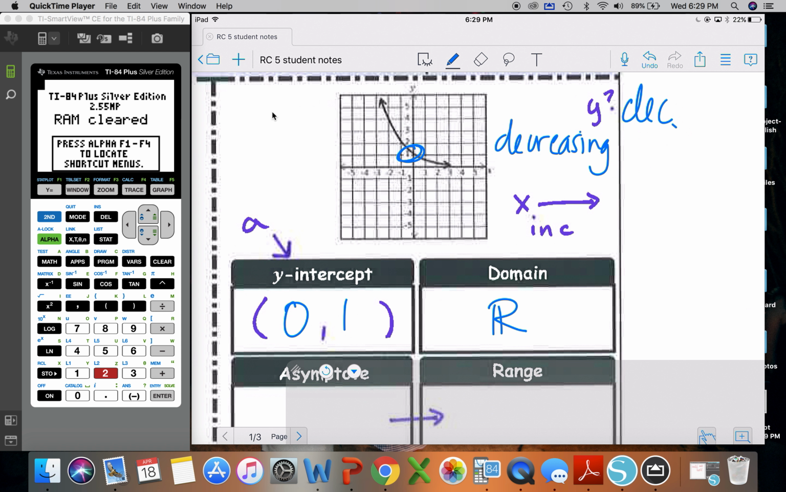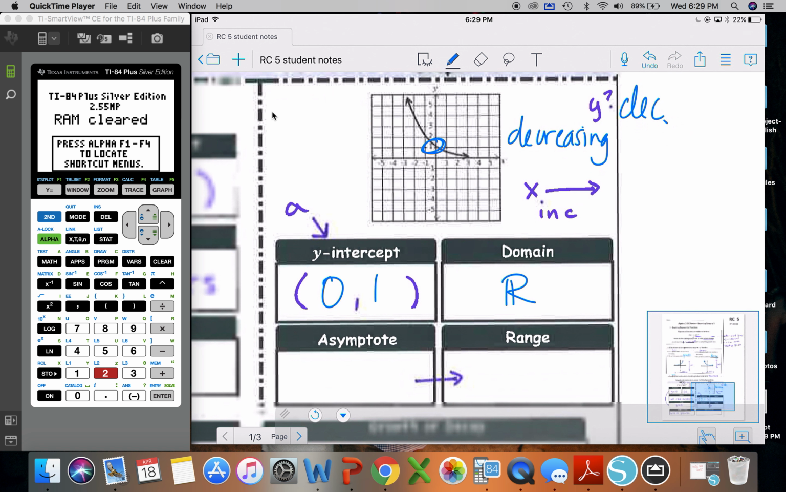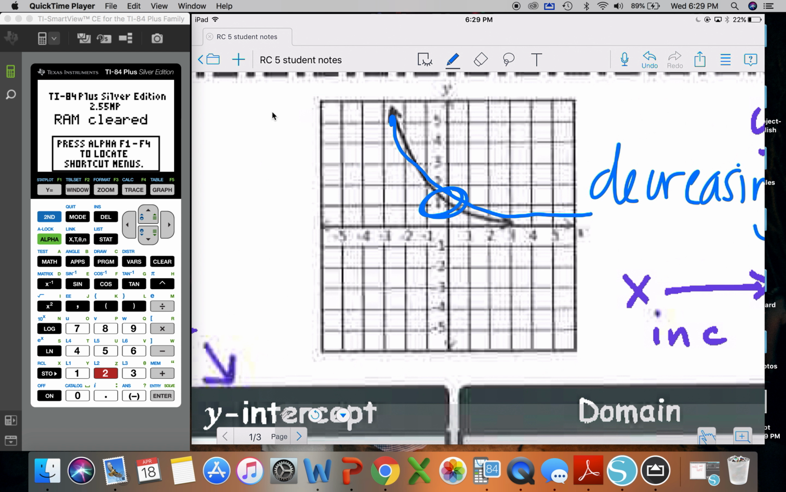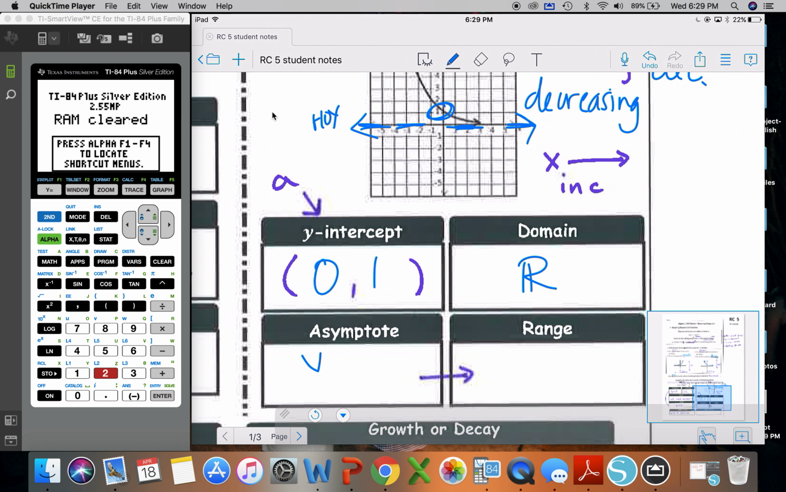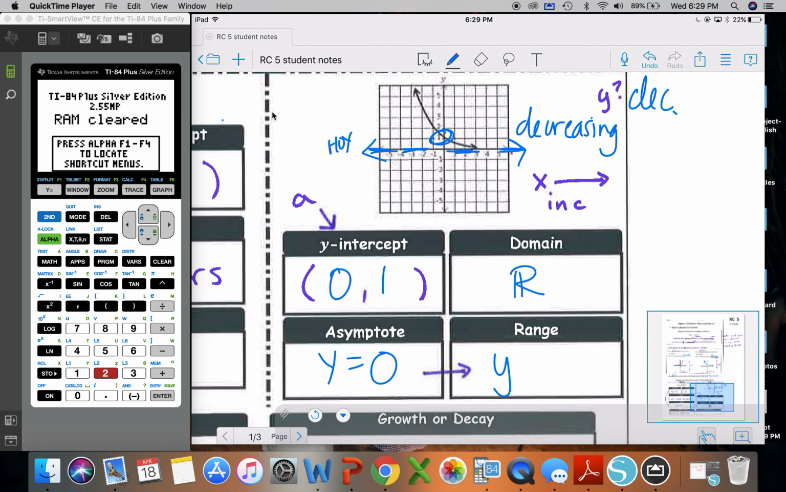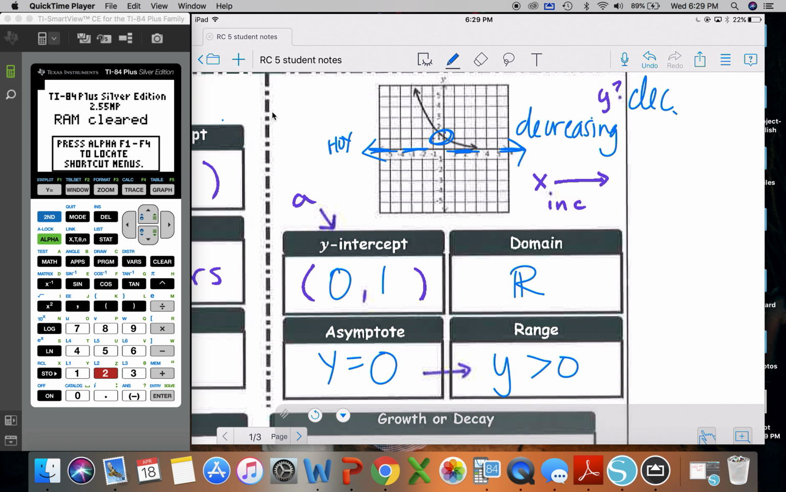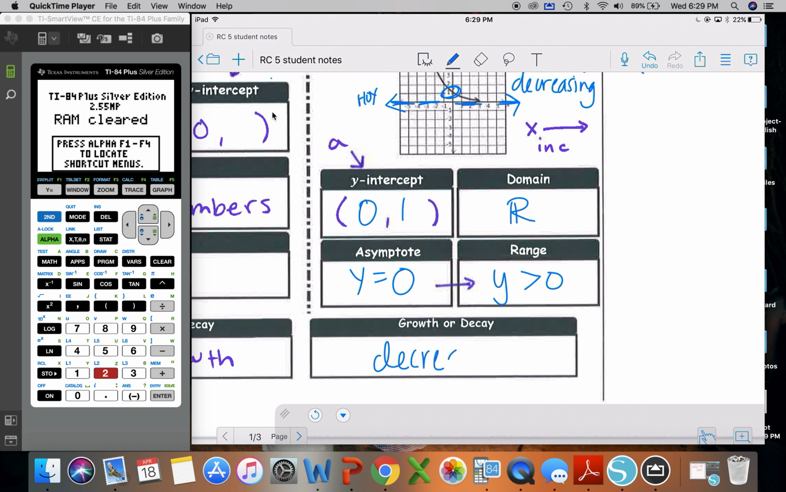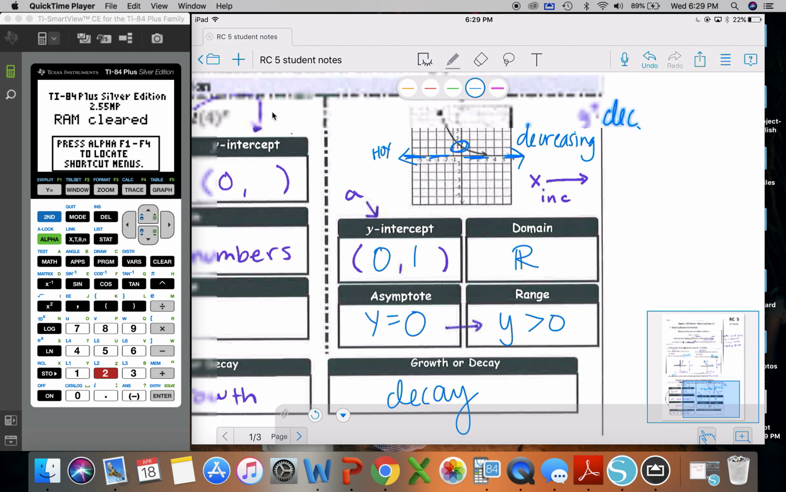My domain for all exponentials is all real numbers. My asymptote and range are directly related. We can see that the graph is getting very, very close to this line, but this is where my wall is. So my wall is a horizontal line, y equals 0, and it's when y equals 0 that we run into problems. Therefore, my range is everything greater than 0, but my range cannot equal 0, so I do not put a line under the inequality. Because this graph is decreasing, it signifies exponential decay, since it goes down from left to right.